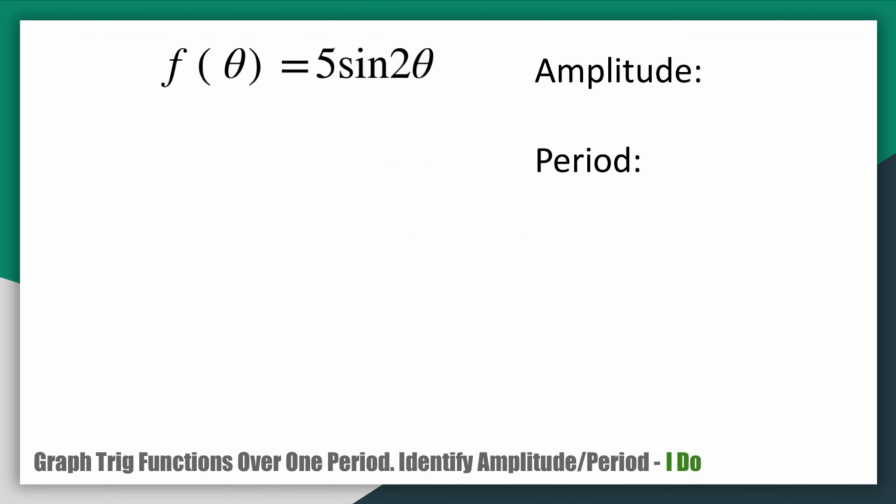All right, so that one was a little bit easier, right? Your amplitude is 5. And your period, we have 2 pi divided by our b value, which is just 2. And so the period is pi because the 2's cancel.